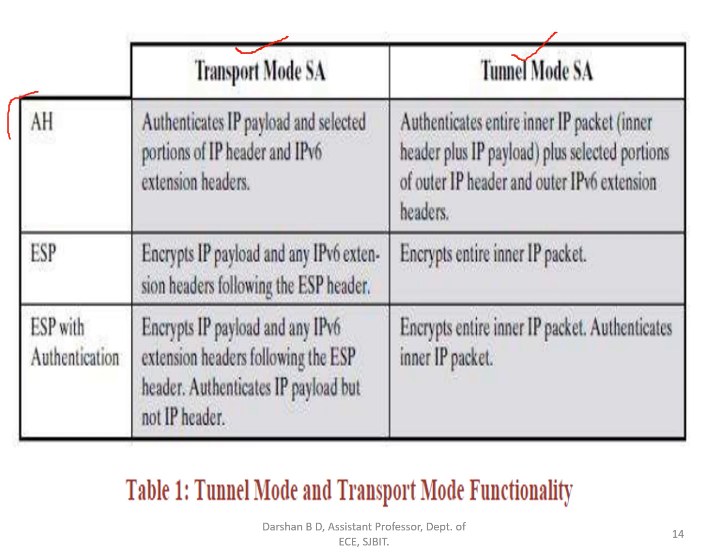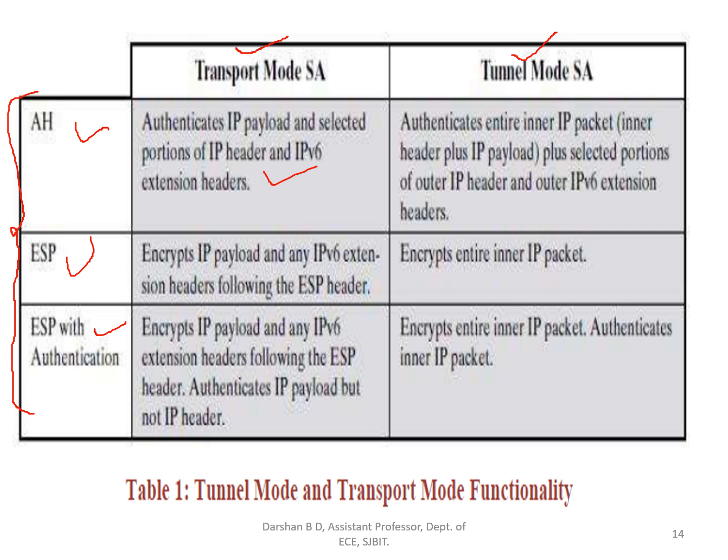For that, we are going to consider the parameters: AH, the authentication header, ESP, encapsulating security payload, then ESP with authentication. The transport mode security association authenticates the IP payload and selected portions of the IP header and IPv6 extension header. So as we discussed, in the transport mode, the authentication header authenticates the payload. Payload is nothing but data, and selected portions of the IP header and IPv6 extension header.